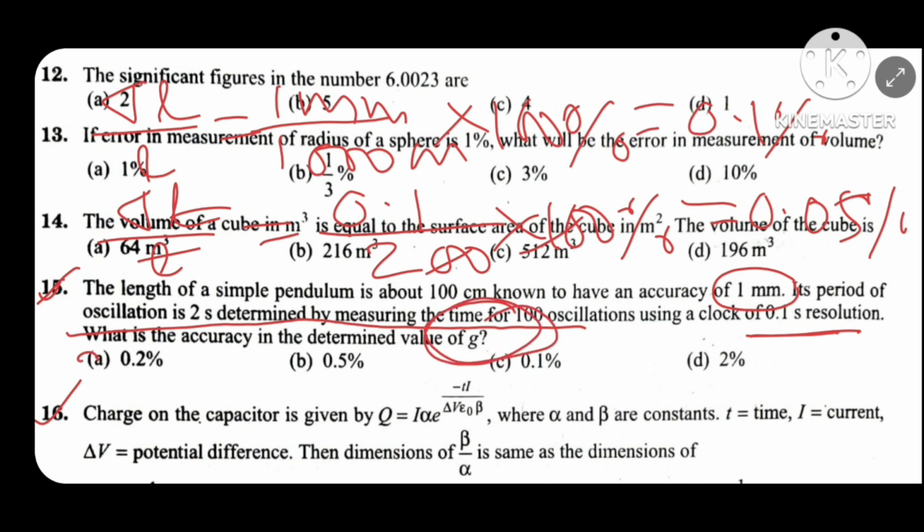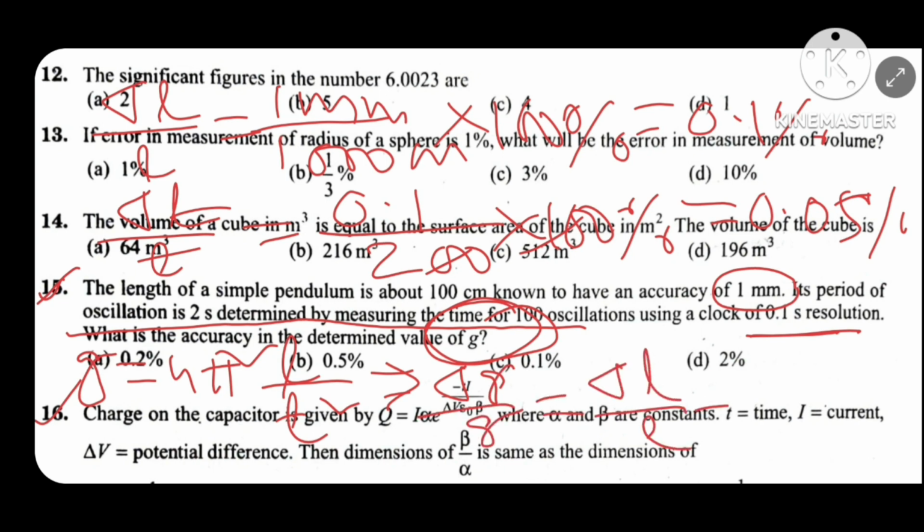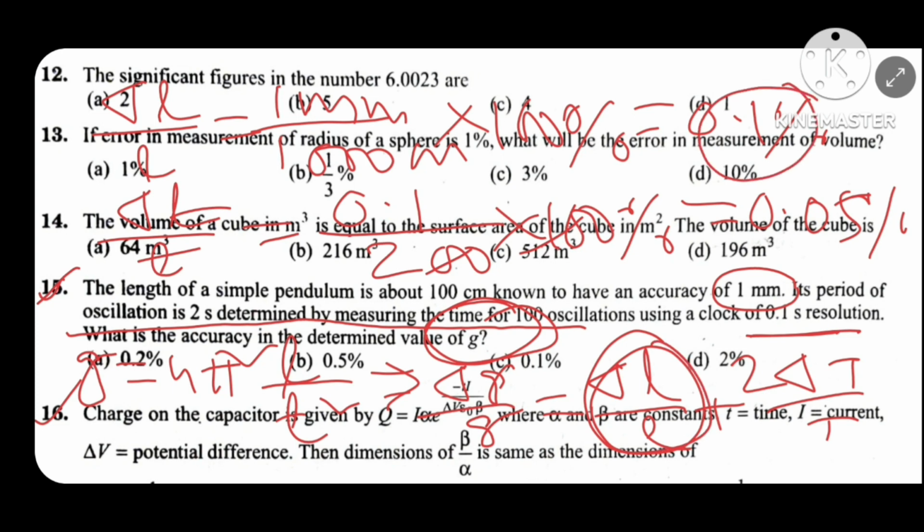Now we have to calculate the error of g. We know g equals 4 pi square L divided by T square. So look at this here, delta g by g equals delta L by L plus 2 into delta T by T. Okay, look at this, delta L by L is 0.1%. Delta T by T is 0.05%. Now 0.05 into 2, so this is 0.1.